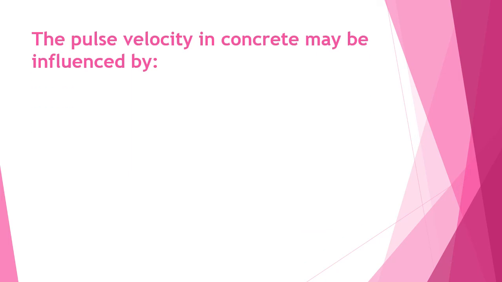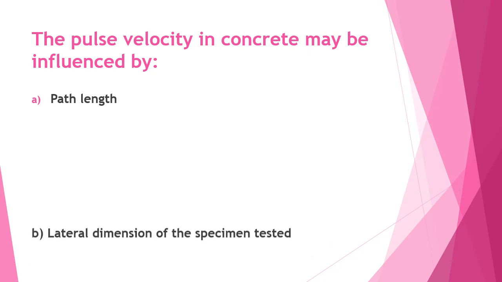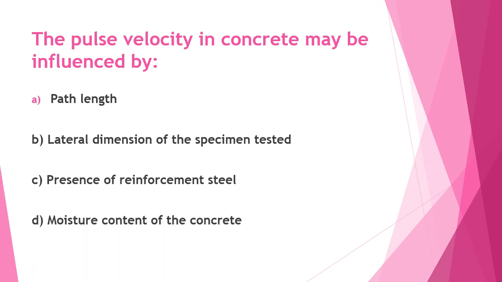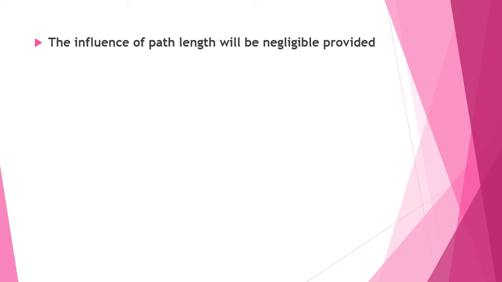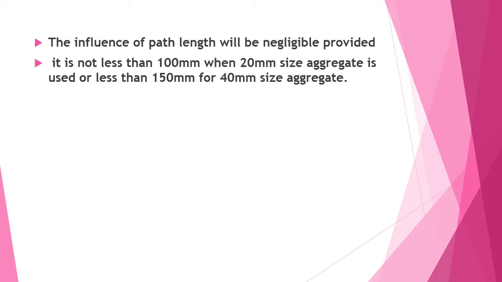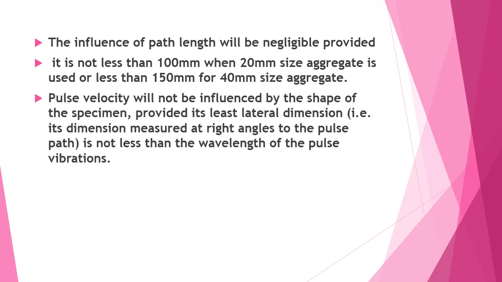The pulse velocity in concrete may be influenced by path length, lateral dimension, presence of reinforcement steel, and moisture content of the concrete. The influence of the path length will be negligible provided it is not less than 100 mm when 20 mm aggregate is used, or less than 150 mm for 40 mm size aggregates.